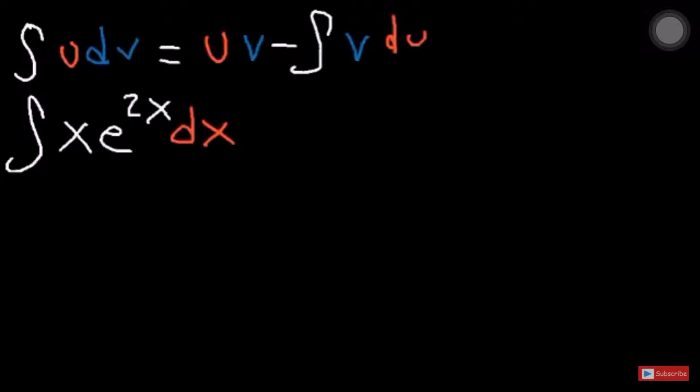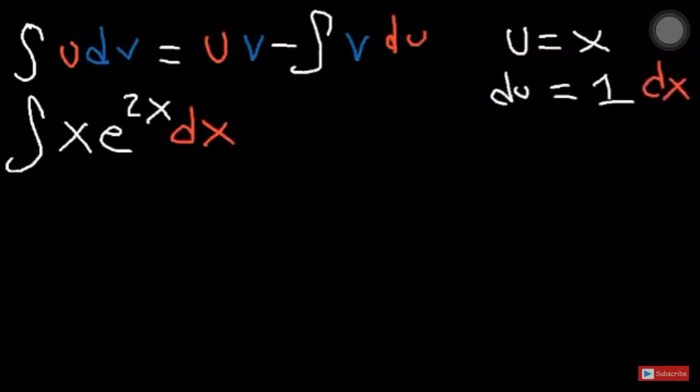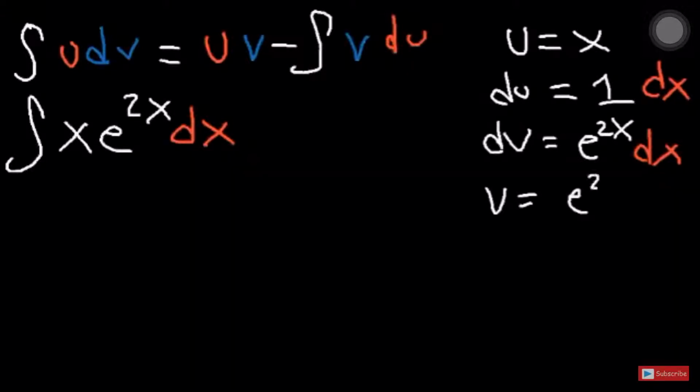But if we make u equal to x, du is not going to contain a variable that has x. du is going to be 1 dx, which is what we want. dv, we're going to make it equal to e to the 2x dx. So v, which is the antiderivative of e to the 2x, that's e to the 2x divided by 2.